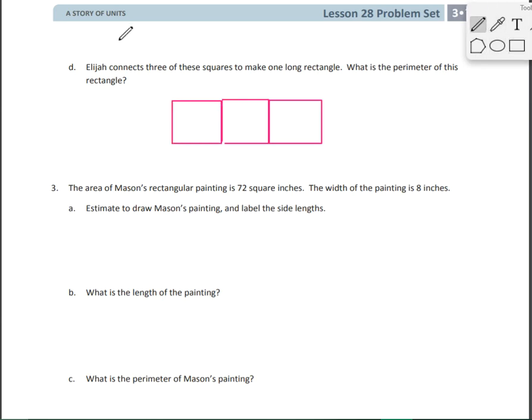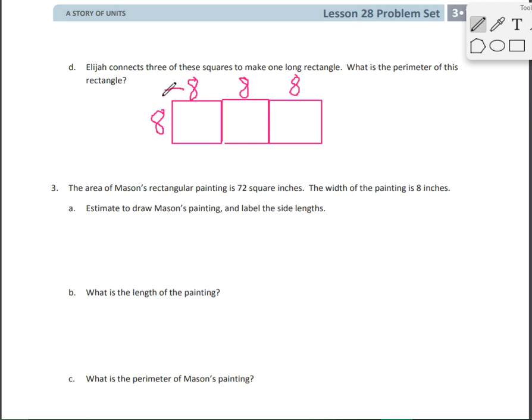Better. All right. We have connected 3. We know this one is 8. We know this one is 8. And we know this one is 8. I have not changed anything over here. I haven't connected any other squares. So this side is going to be the same.